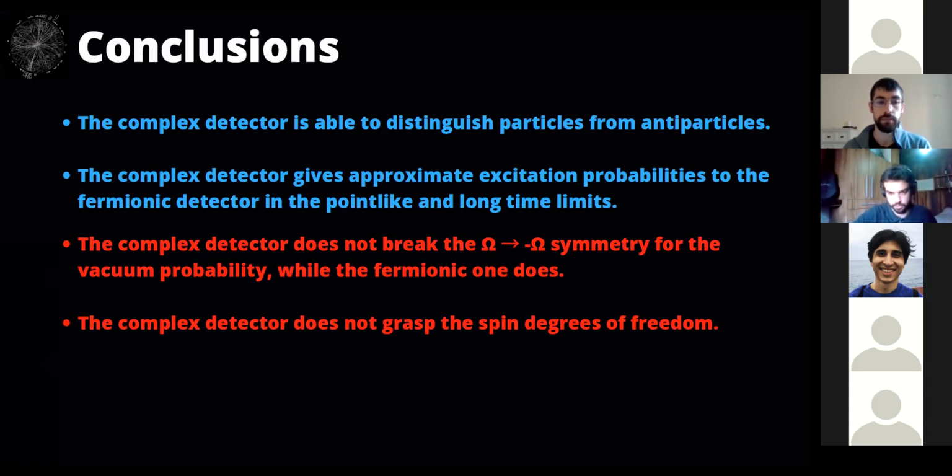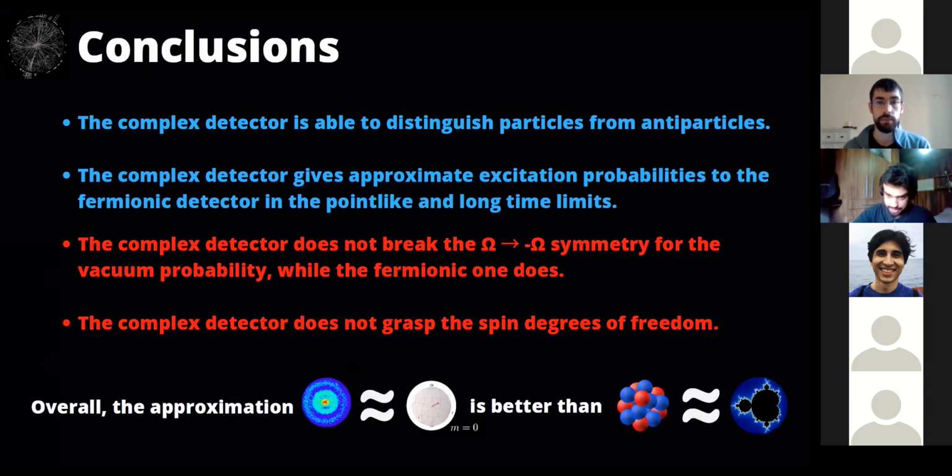So in the end, the final conclusion is that the approximation of the light matter interaction by the scalar UDW model is better than the approximation of this fermionic particle detector by this complex one. But the only major difference that I was able to spot so far is that this complex UDW model does not break the omega to minus omega symmetry for the vacuum probability. And that's it. This is what I have been doing with Edu.